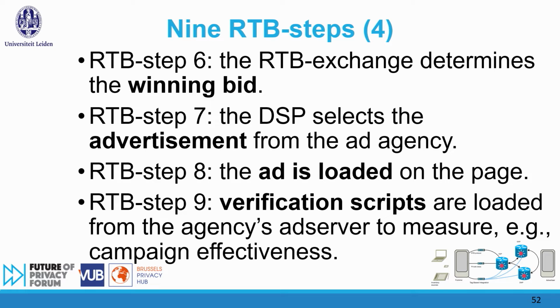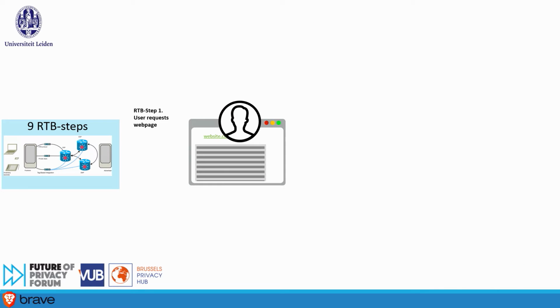Then the RTB exchange determines the winning bid. And of course then a process starts in a few steps to load that ad from a content distribution network, which is an efficient way to make sure that the latency, the time needed to load and display the ad, is as short as possible. And the verification scripts, which are the tag-based integration I talked about briefly before. So how does this look in an animation?